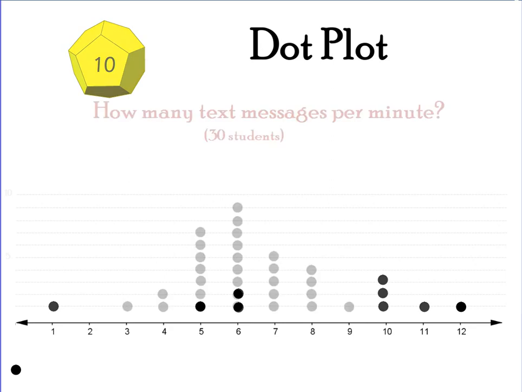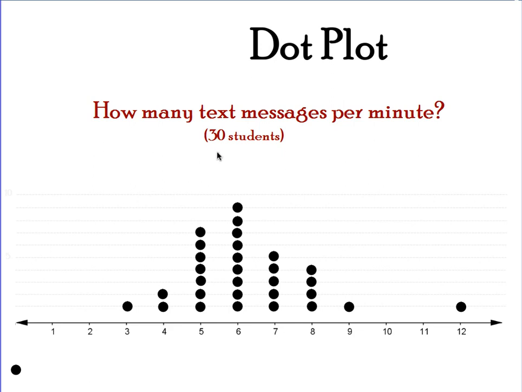So looking at an actual dot plot, we asked 30 students how many text messages they send per minute. And you can see the results here. We didn't have anyone that told us they sent more than 12 per minute. And we didn't have anybody who sent 1 or 2 or 10 or 11 messages per minute. And you can count each dot to find out how many times each number occurred.